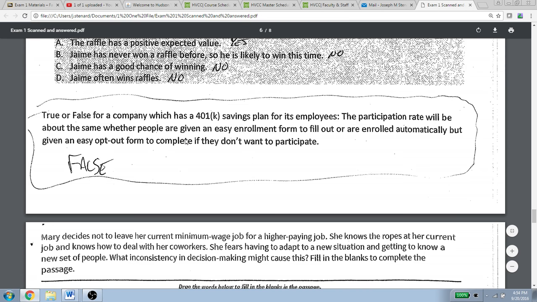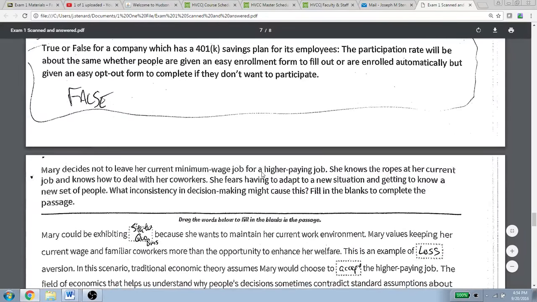Kind of like HVCC's parking program. If you don't have a car, you can fill out a form and opt out. Otherwise, you're in and paying the fee.